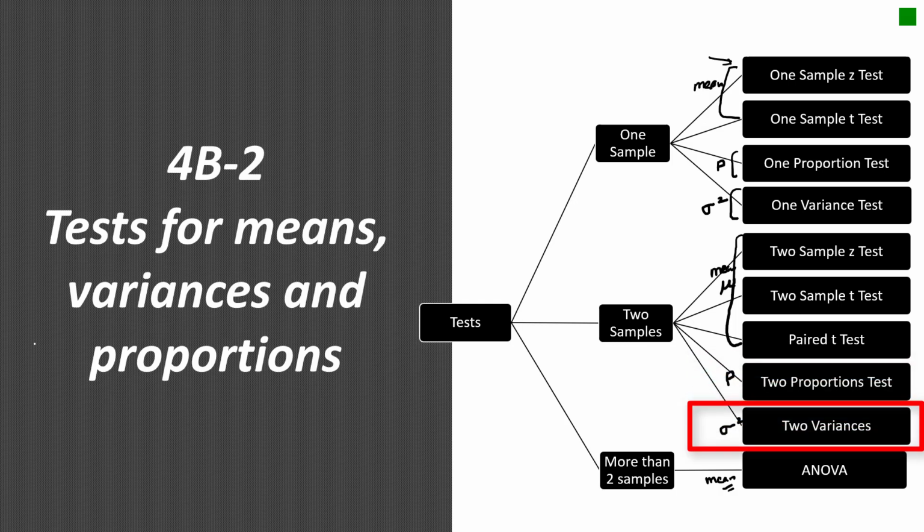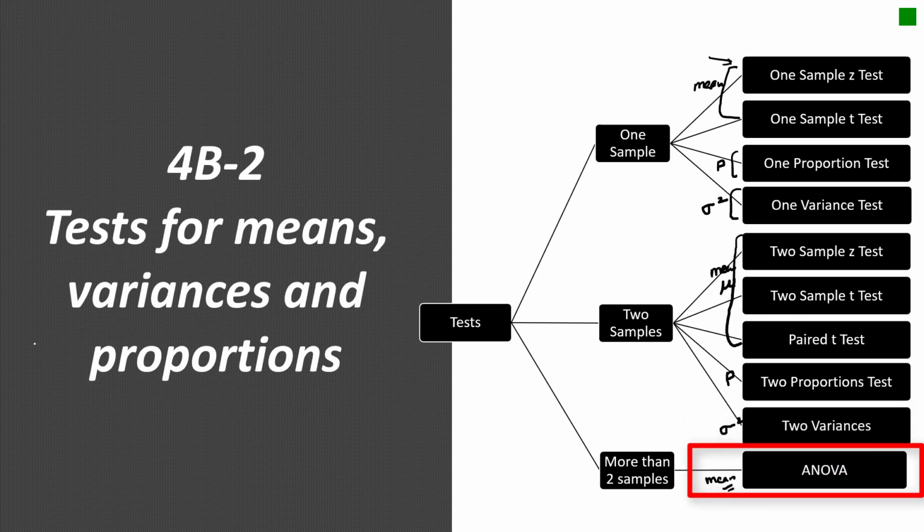Similarly, you could do two variances test. Here what you are doing is, you are comparing the variance of two separate populations. In case of perfume, you are checking the variance of one machine versus the variance of other machine, to check whether there is a significant difference in the variance of these two machines or not.